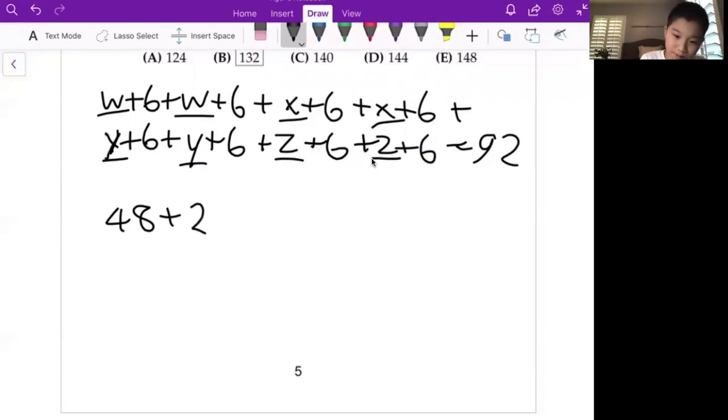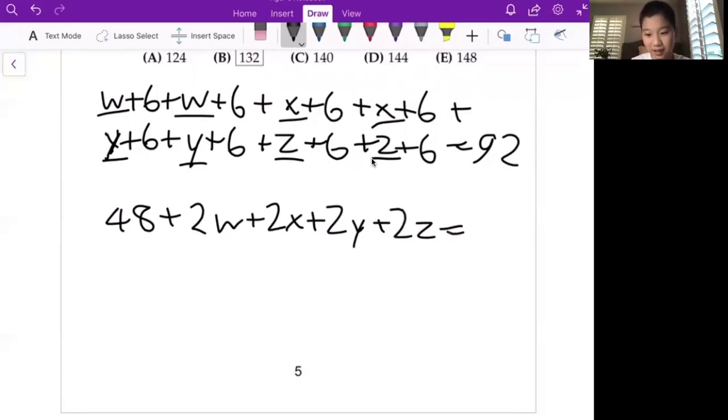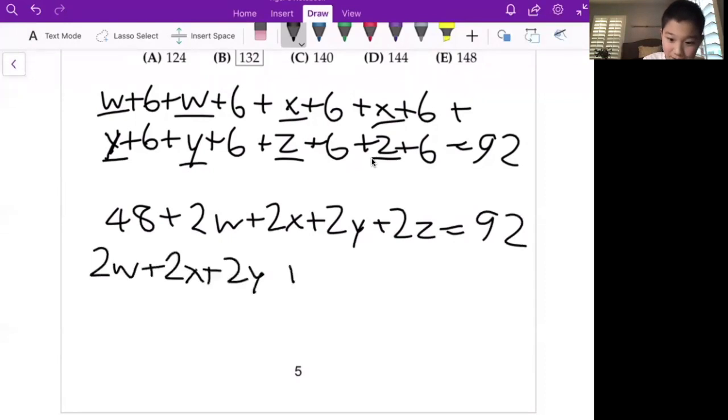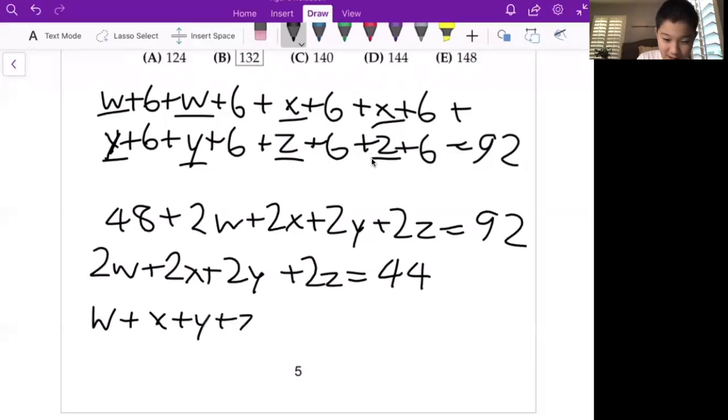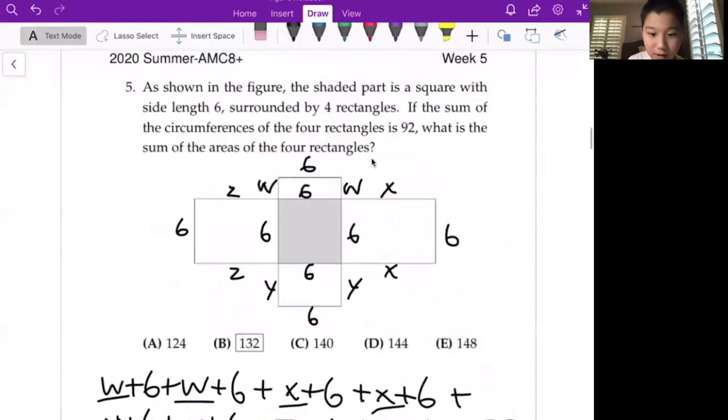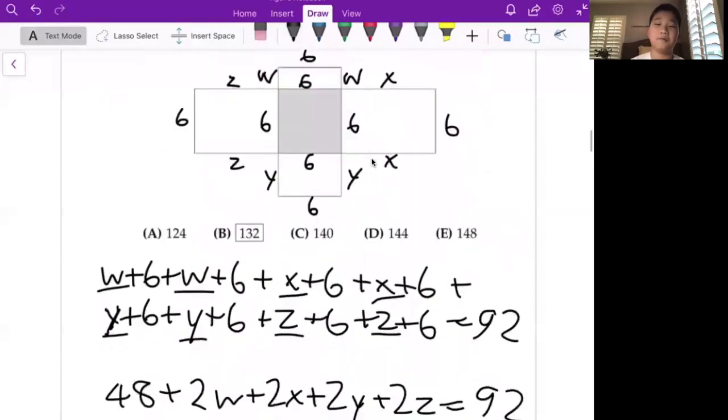So 2W plus 2X plus 2Y plus 2Z equals 92. So then 2W plus 2X plus 2Y plus 2Z is equal to 92 minus 48. That's 44. And then W plus X plus Y plus Z equals 22. What's it asking for? The sum of the areas of the 4 rectangles.